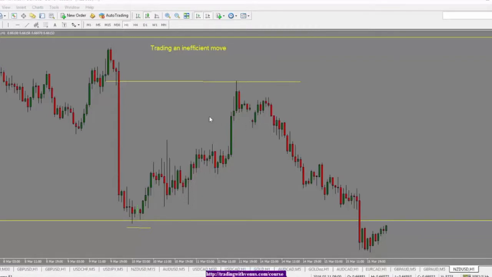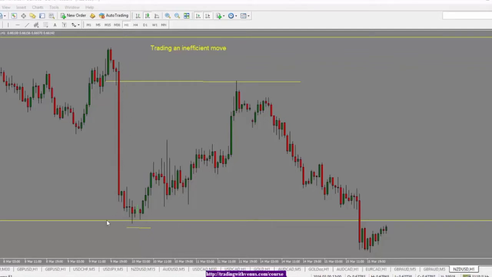This type of setup tends to happen right after a news event. And what we find is that after news has come out, price will move very, very quickly, creating what's called an inefficient move. So this here is an example of an inefficient move. This is New Zealand US dollar 1 hour chart. Last week, Reserve Bank of New Zealand cut their interest rate. And when a central bank cuts their interest rate, price for that currency generally tends to drop. And this is exactly the behavior we saw in New Zealand dollar.